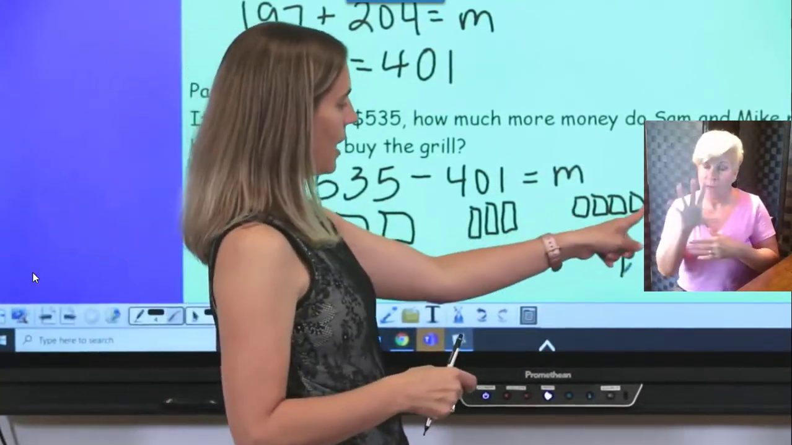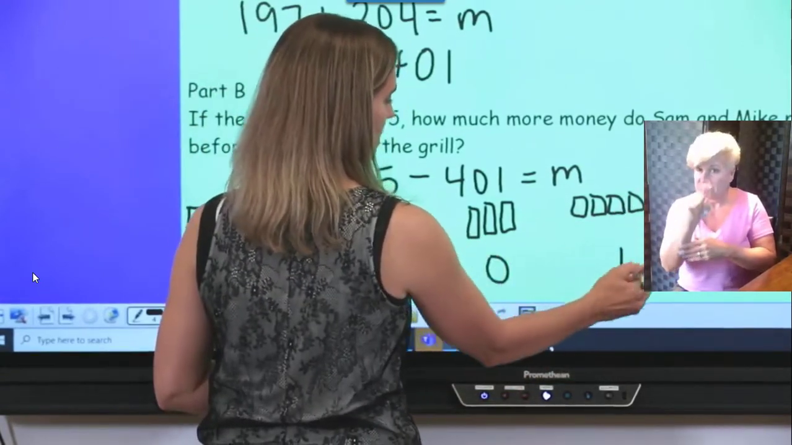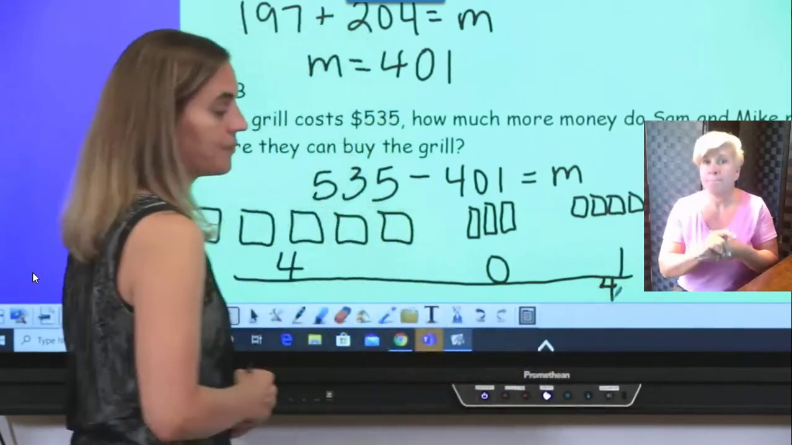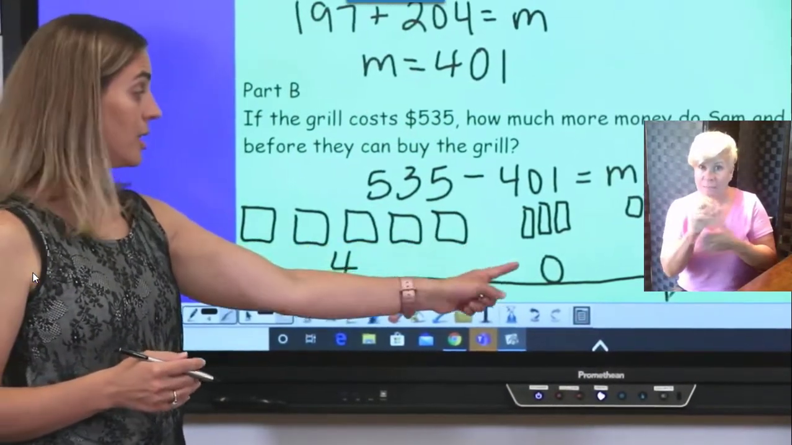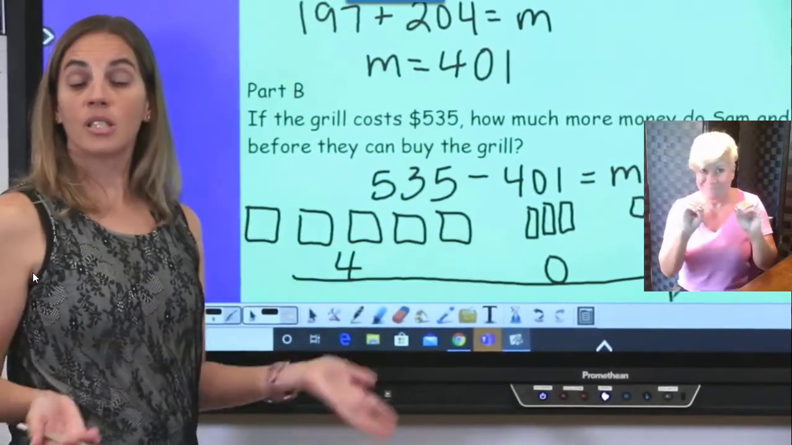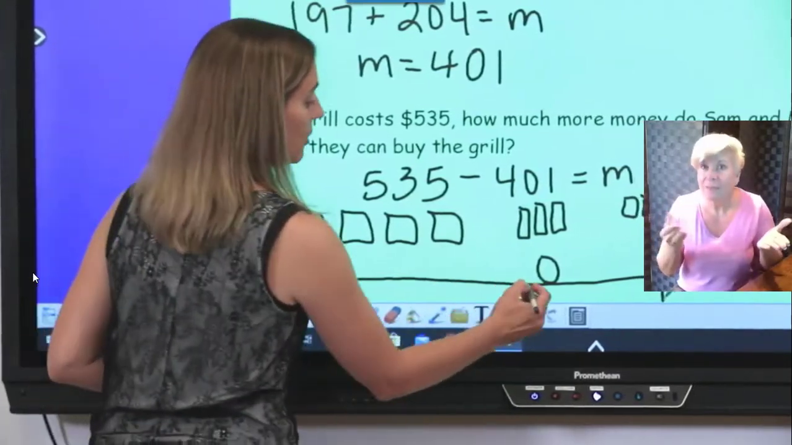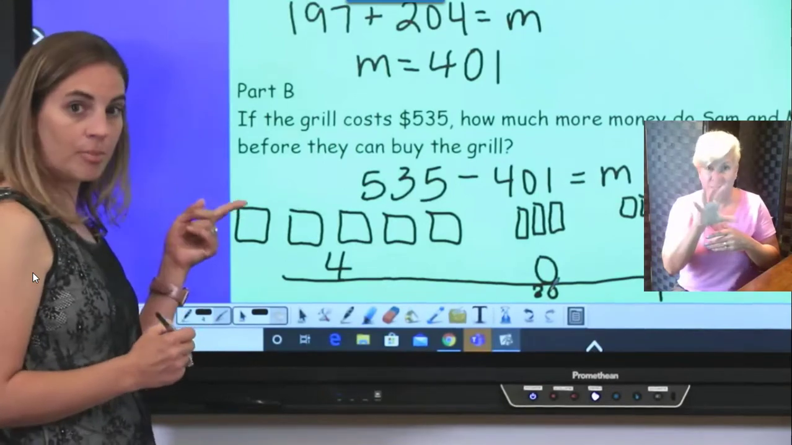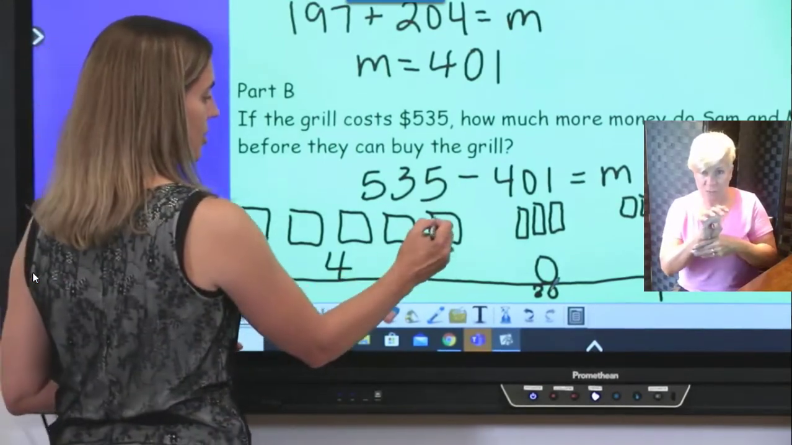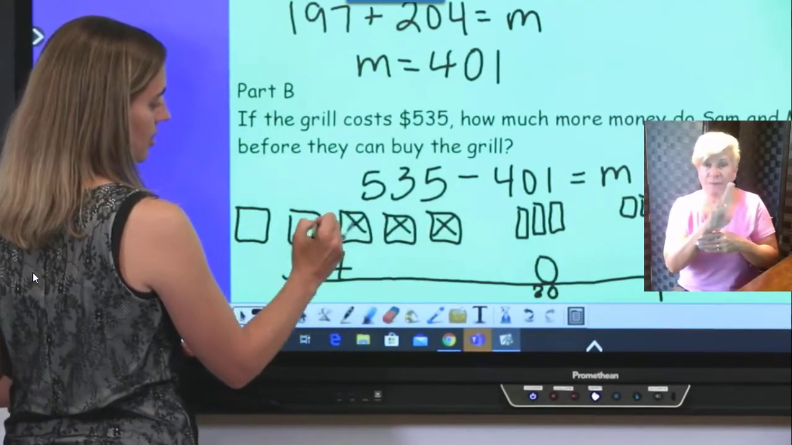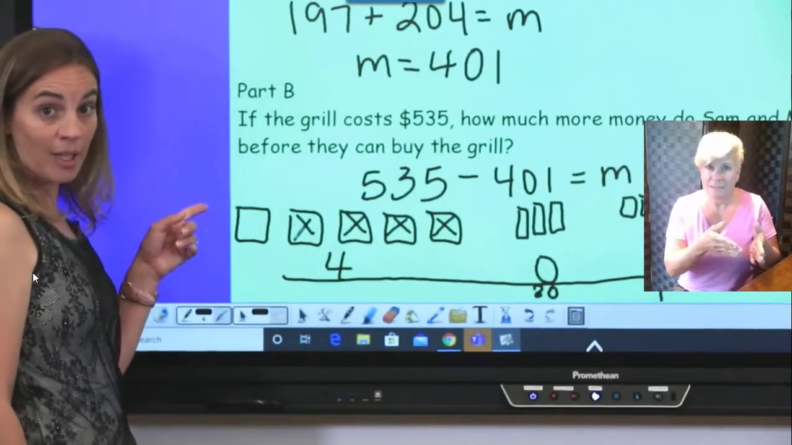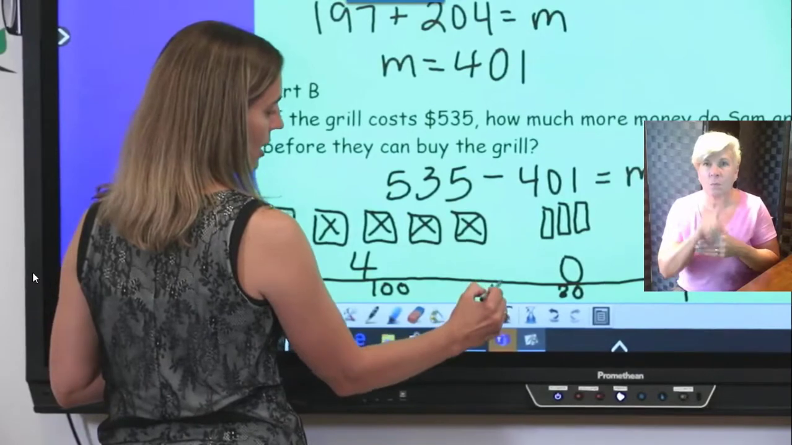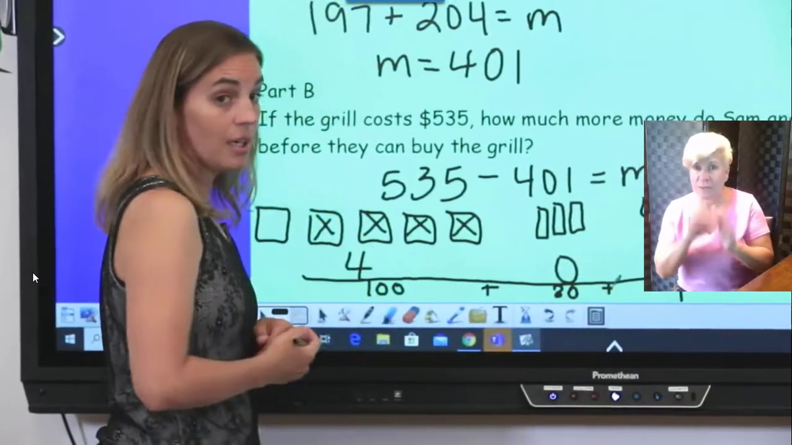Well, I've got 5 and I want to take away 1, so what does that leave me with here? Leaves me with 4, right? I've got 30, I don't need to take away any. What does that leave me with? That's right, 30. Okay, and now I've got 500, but I want to take away 400. So I'm going to cross those out. How many hundreds do I have left? That's right, 100. So I'm going to do 100 plus 30 plus 4.